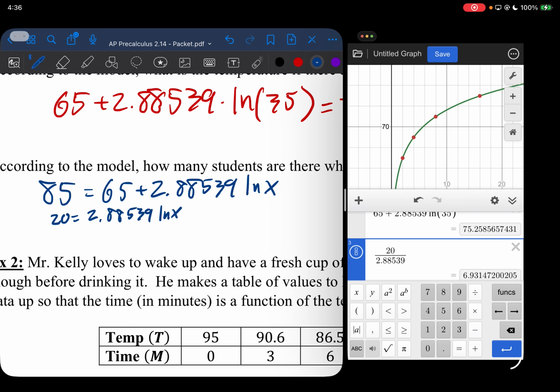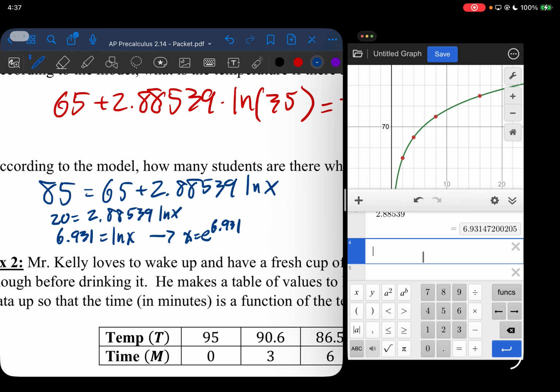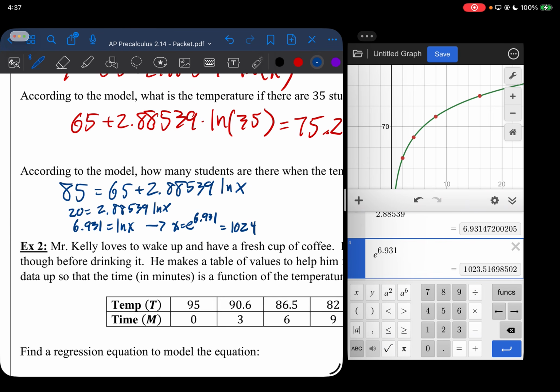And so in Desmos, that gives us 6.931 equals ln of x. So when we rewrite this, x is going to equal e to the 6.931. So e raised to the 6.931, and that's going to be 1,024 students if we round to the nearest whole number.